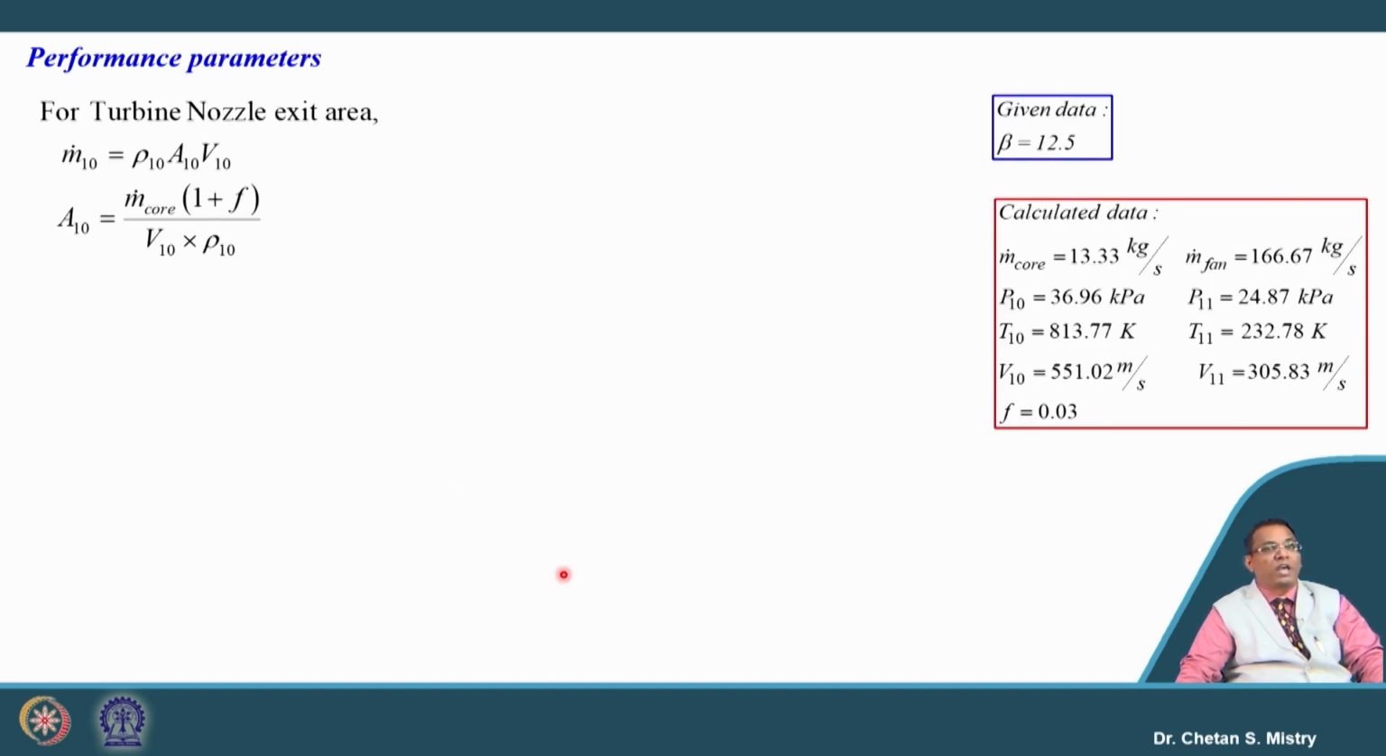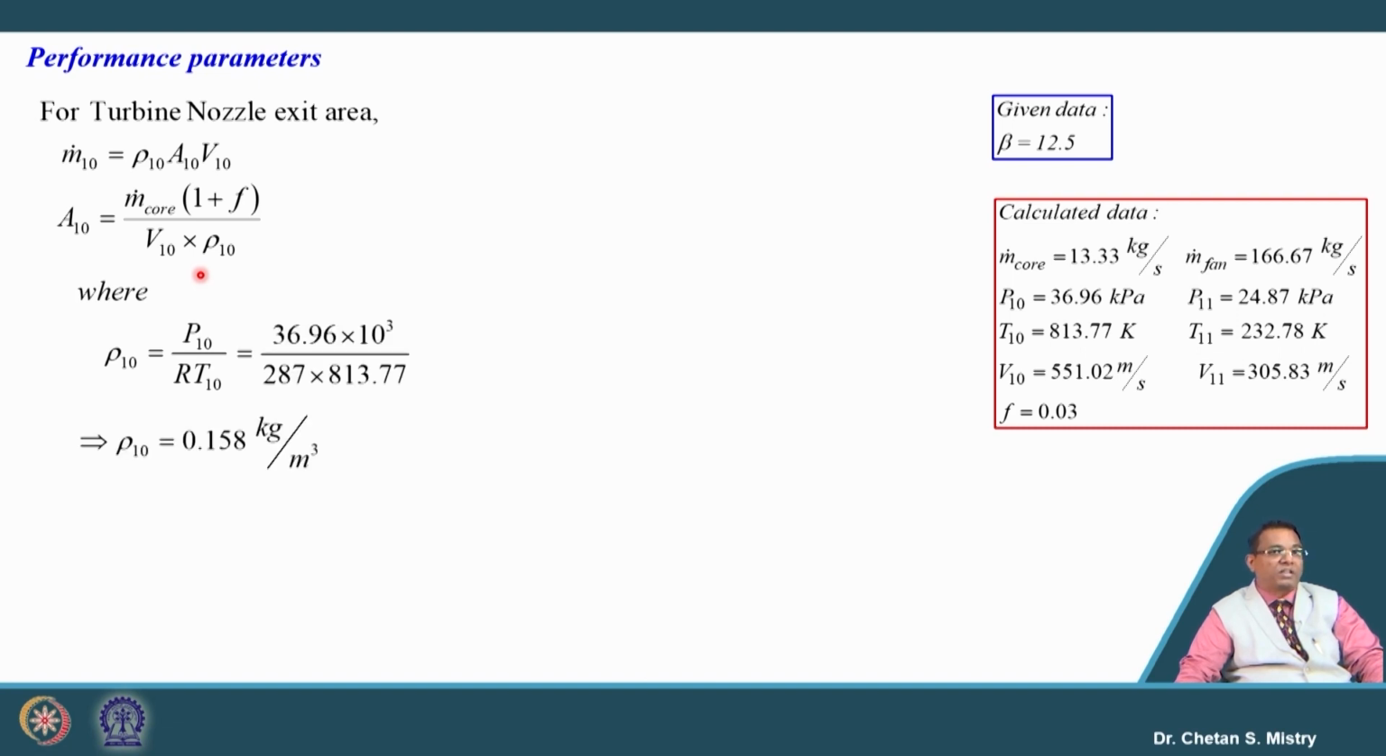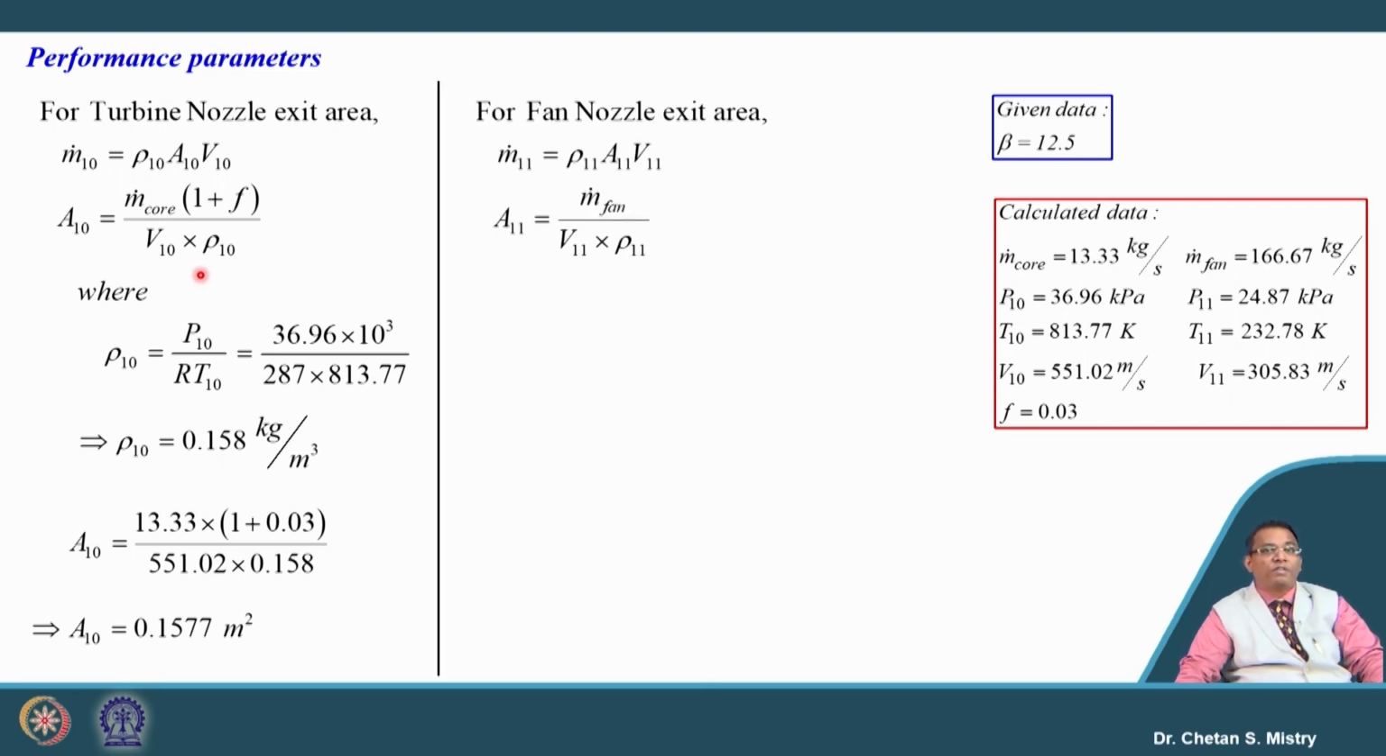So, let us do the calculation for our turbine nozzle, where my exit mass flow rate we are writing as m dot core into 1 plus F, divided by V10 into density. This static density at the exit we can calculate based on P10 by RT10, and this density is coming 1.158 kg per meter cube. All other parameters are known to us, that is what will be giving our area from the turbine nozzle to be 0.15 meter square.